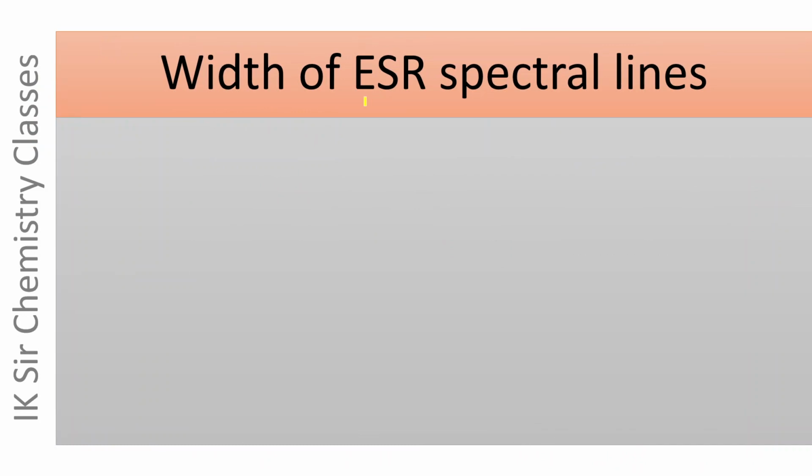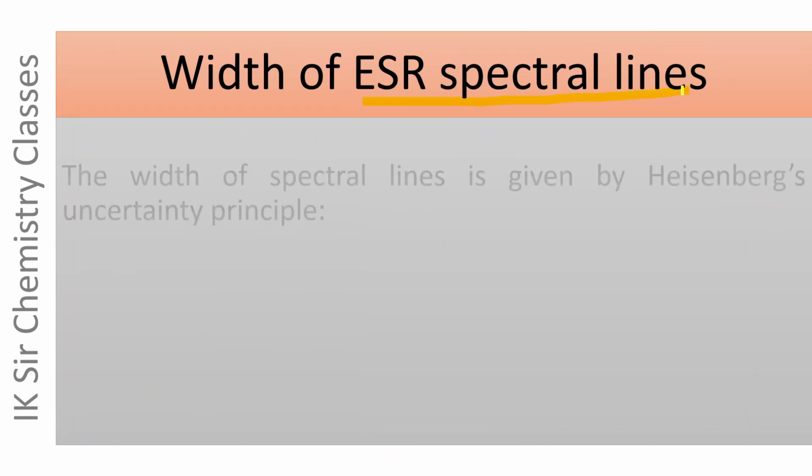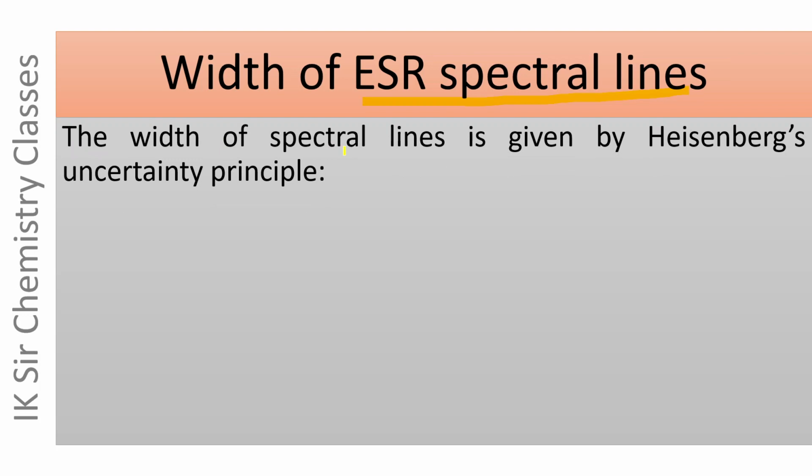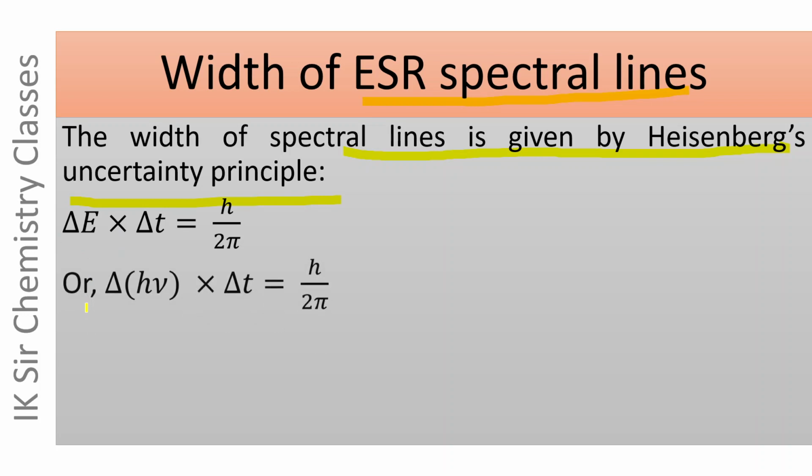Width of ESR spectral lines. The width of spectral lines is given by Heisenberg's uncertainty principle, and it is delta E into delta T is equal to h by 2 pi. We know that the energy of electromagnetic radiation is equal to h nu, and therefore delta E can be written as h delta nu, so h delta nu into delta T is equal to h by 2 pi.